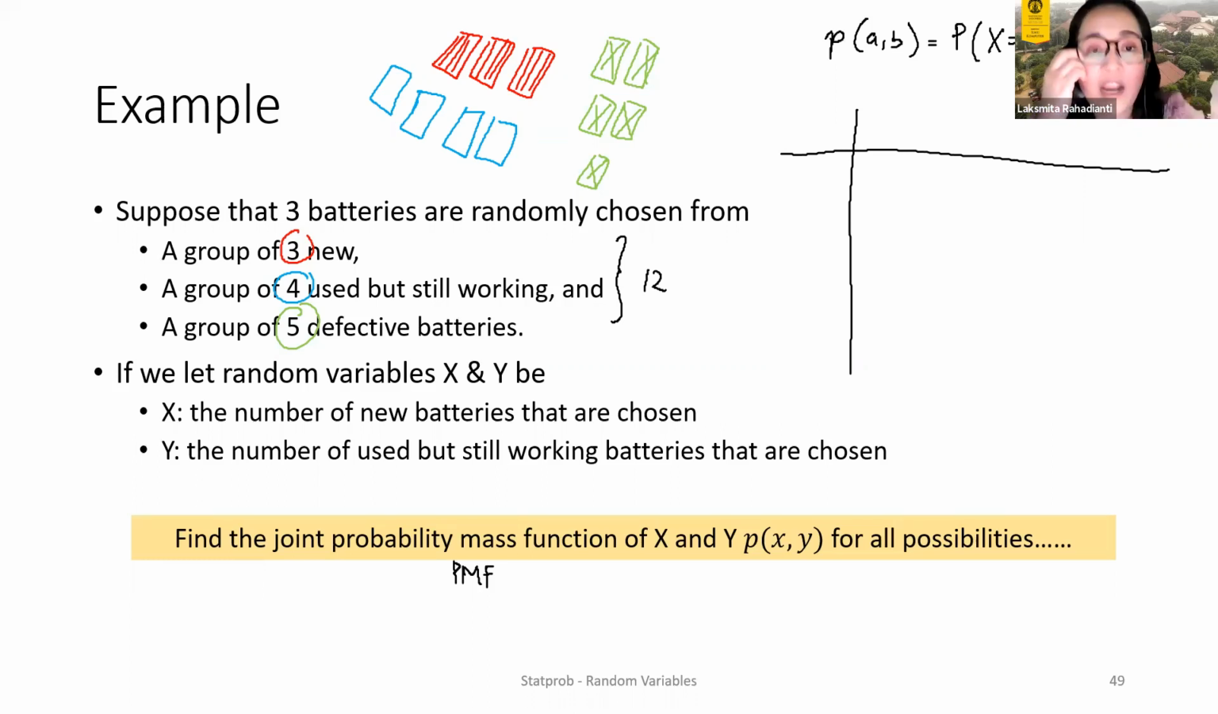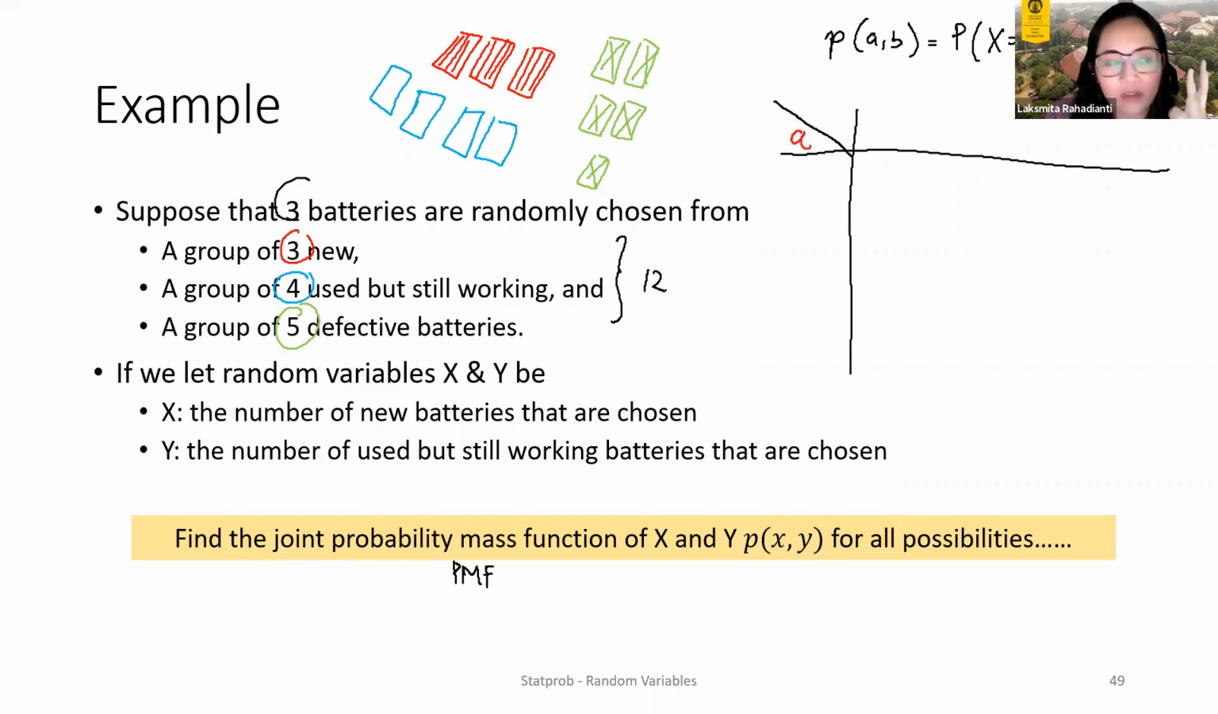How many are we taking? We're taking 3, right? We're selecting 3 batteries. So in each case, when I consider my first variable, say X, what possible values do I have for A? Let's use A instead of X. What possible values do I have for A, the number of new batteries?